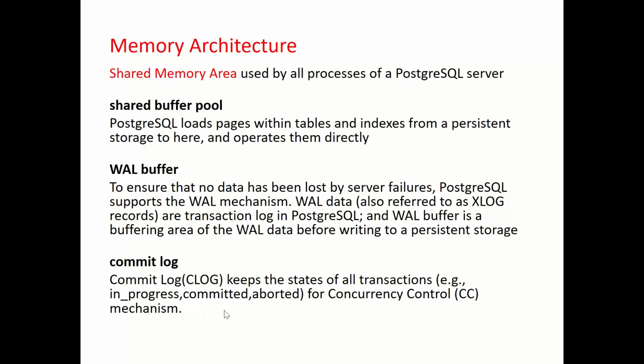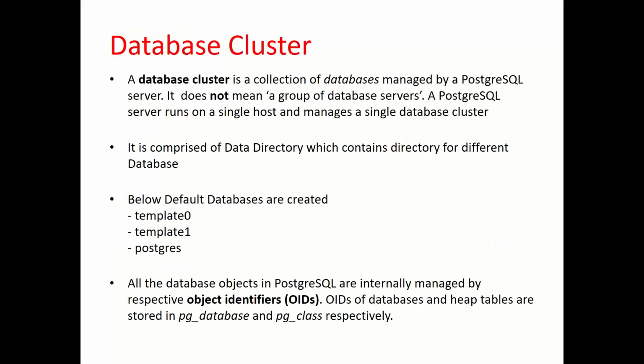The commit log is also a memory area which keeps the state of all transactions. This is very important and is used by the vacuum process as well, to keep track of all the transactions happening in your database, which are committed, in progress or aborted, by transaction ID. So this is all about your memory structure. Then we'll go more on the database side, on the data files and other things, how to create a database cluster, and what the different databases are, maybe tomorrow.